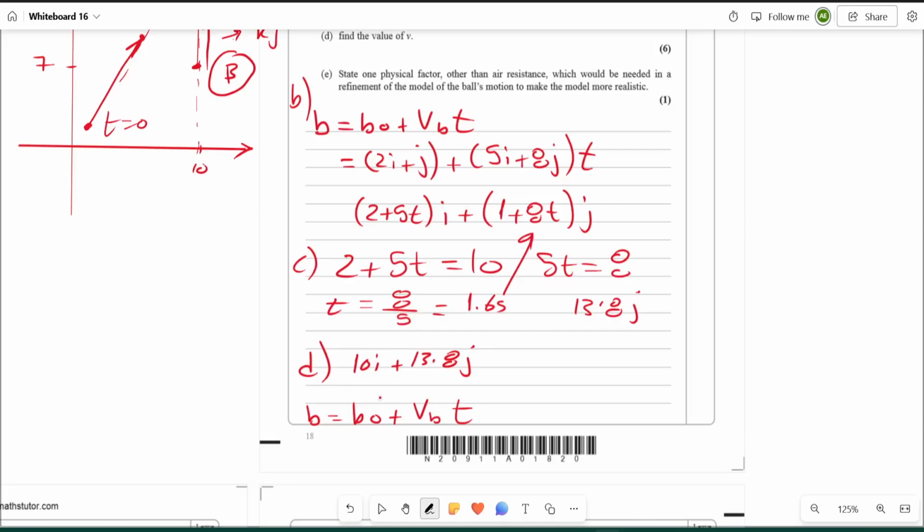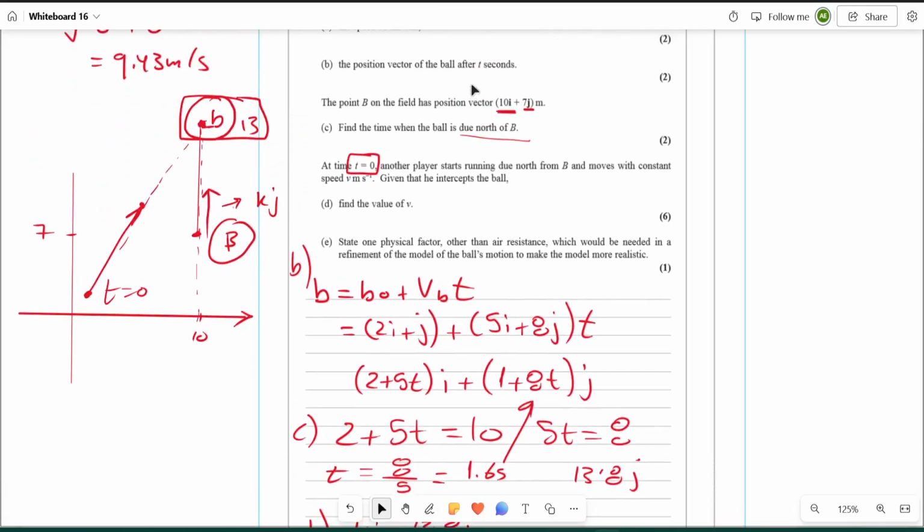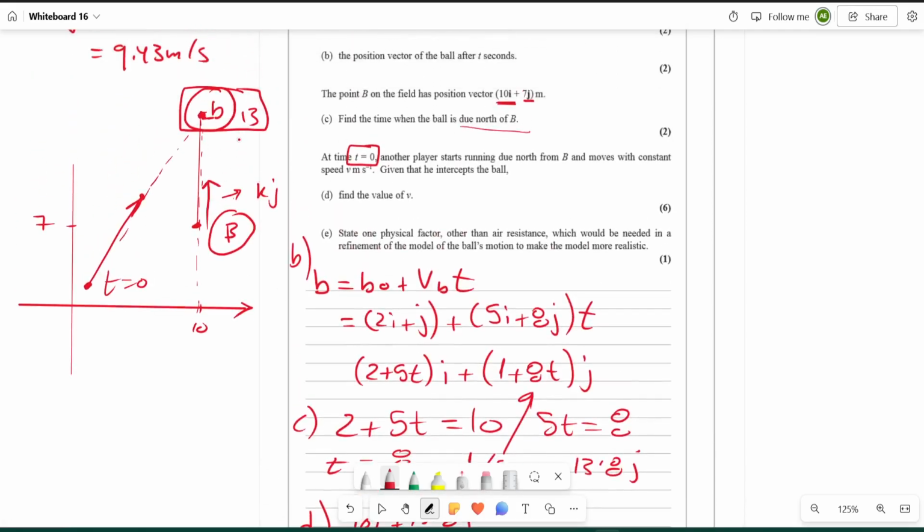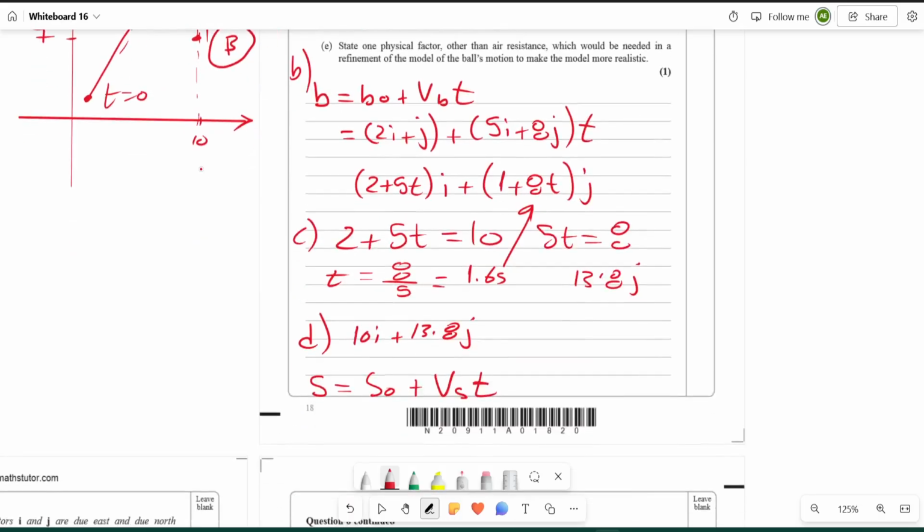Actually, what I can do is something else. I can think of the boy that is running and try to find his position vector. So the boy, let's call him S, is going to be the initial position of the boy plus the velocity of the boy times the time. I know that they have to meet at t equals 1.6 because that is the only time where my ball is going to be north of B. So the position vector of the guy is going to be 10i plus 13.8j.